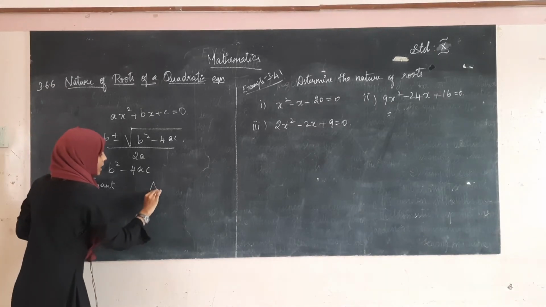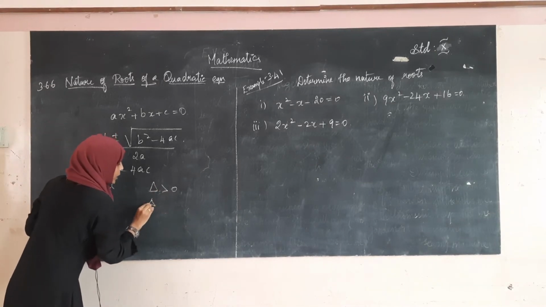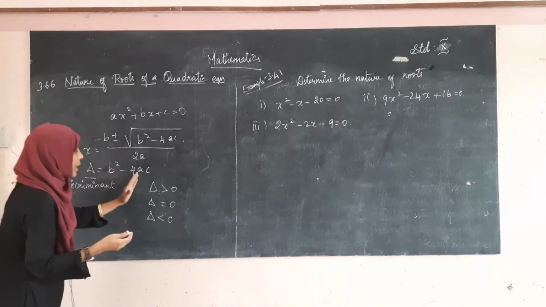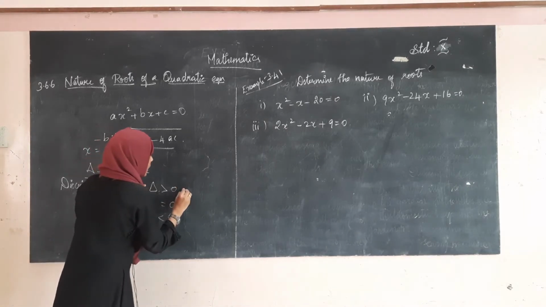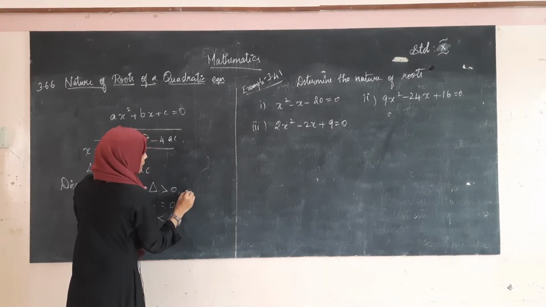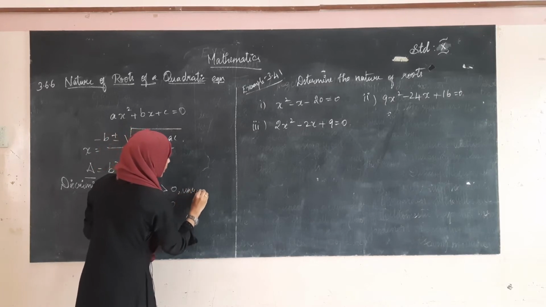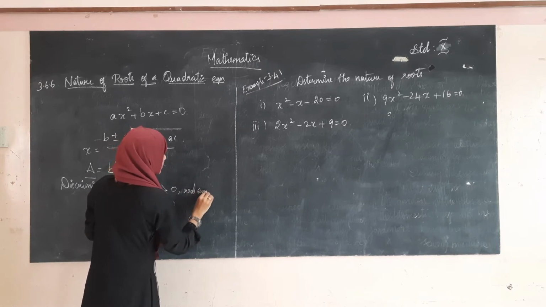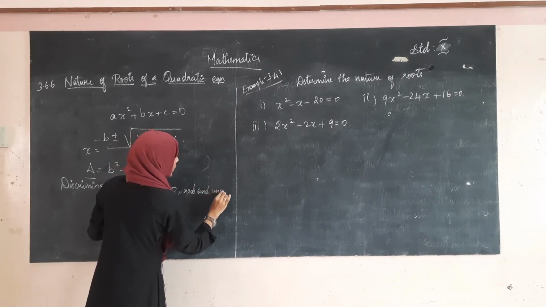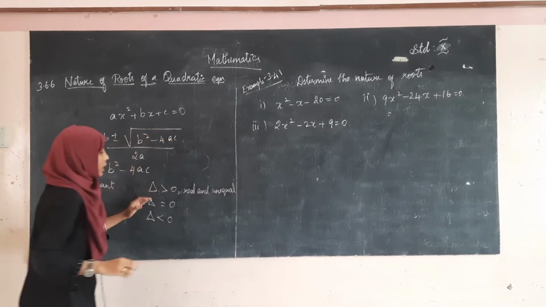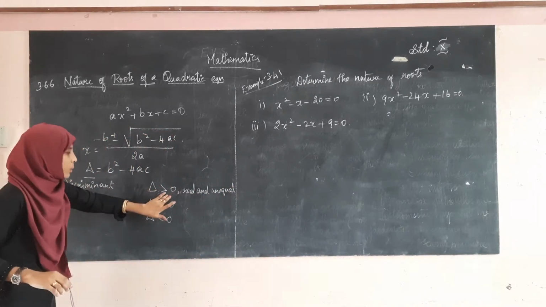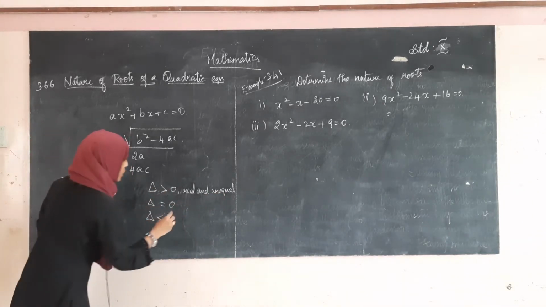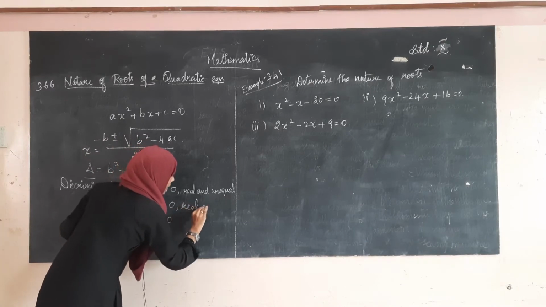How? See, if the del's value is greater than 0, del's value is equal to 0, and del's value is less than 0, what will be the nature of the roots? If del's value is greater than 0, the roots will be real but unequal. If the del's value is equal to 0, the roots are real and equal.